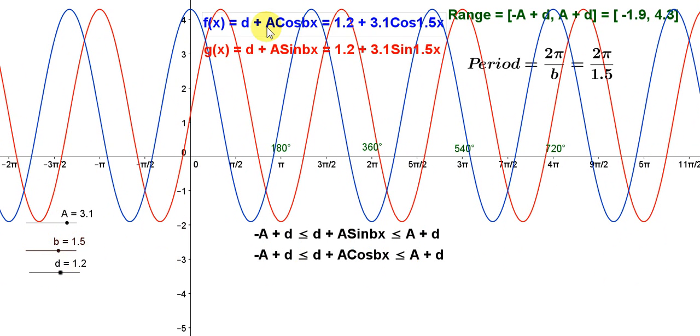So adding d onto the cos and sine functions, all it does is raise the functions up or down. If d is positive, it's raised up. If d is negative, the graph is lowered. That's true if you add a constant onto any function, of course. We don't have to be talking about trigonometric functions.